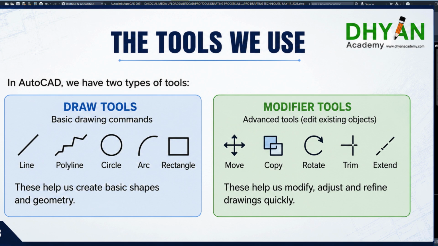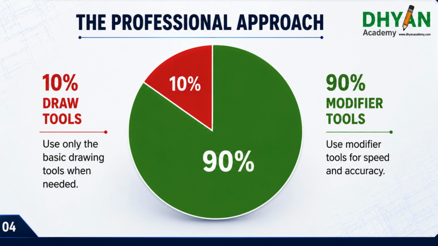Now for that, what we have to understand is that using only the regular tools on the toolbar, like line, polyline, and circle from the draw commands, will not work out in every situation, and we need the modifier tools. As professionals, we use only 10% draw tools and 90% modifier tools.